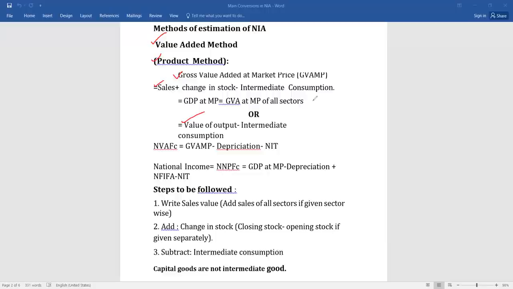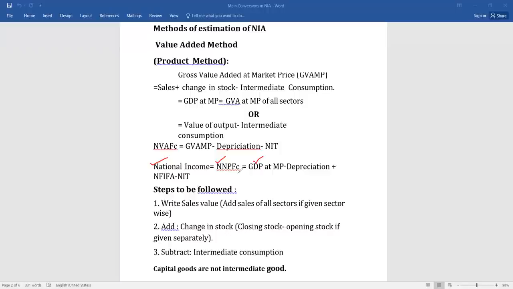After we calculate the GVA at MP of all the sectors, it will be equal to the GDP at MP, gross domestic product at market price. Once we have found the value of GDP at MP, then we convert GDP at MP into NNP at FC, net national product at factor cost, which is known as the national income. How to convert this? We have learned all the conversions in the previous video.